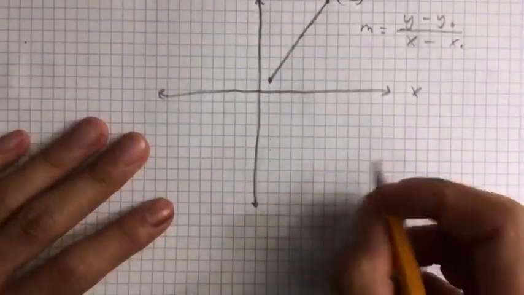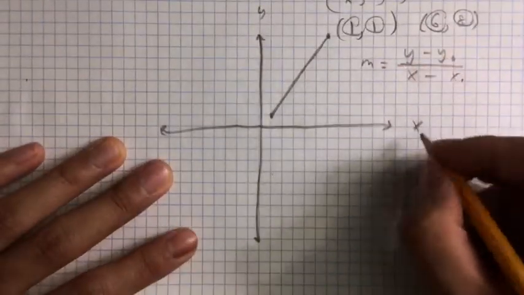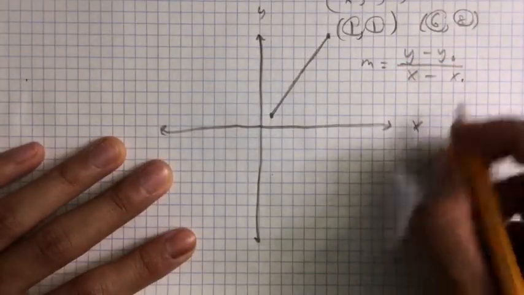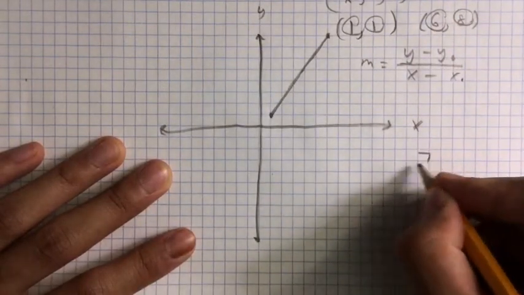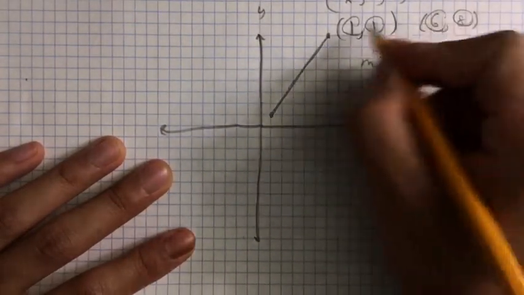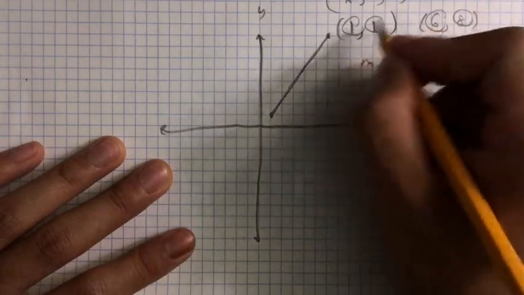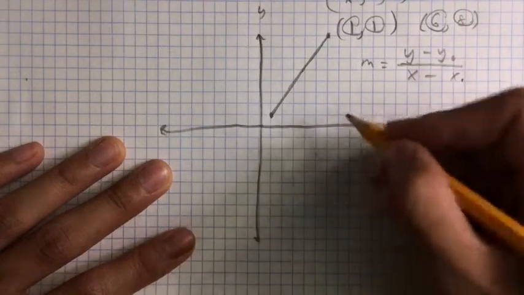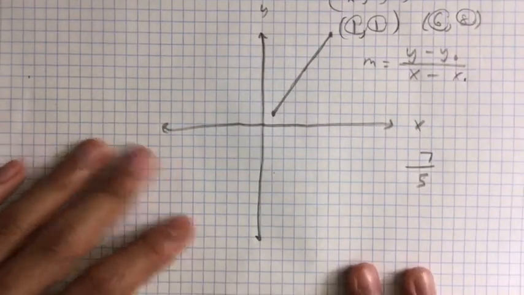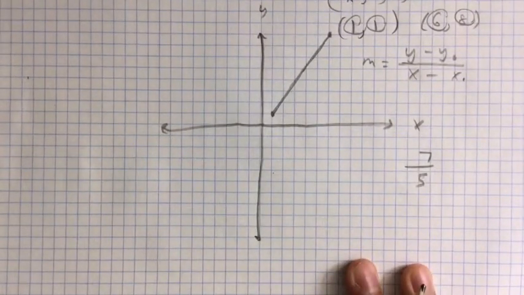So if I want to find the slope of this line, you want to say, okay, so y, that's 8, minus the other y, 1. So 8 minus 1 is 7. Now 6 minus 1, that's this x minus that x, that's 5. So the slope of the line is 7 fifths. And that is all cool.